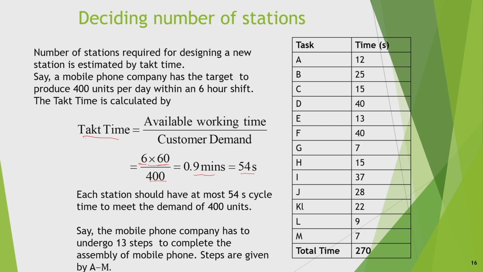Now, say the mobile company has to undergo 13 steps to complete the assembly of a mobile phone. So, there are 13 different tasks needed, A, B, C, and the corresponding time taken in seconds is also given: 12, 25, and so on. If we go by that, it takes 270 seconds if we pick up one mobile and do these tasks one by one by one person. So we have to make that in workstations. This job has to be done in such a way that I can produce at a takt time of 54 seconds.